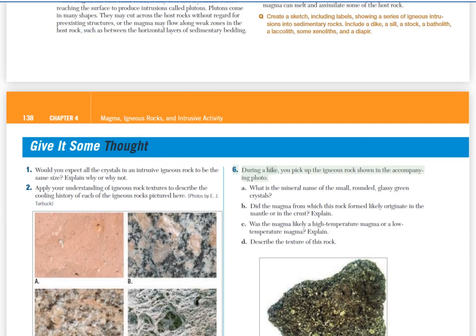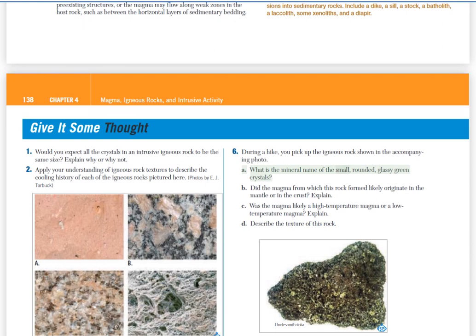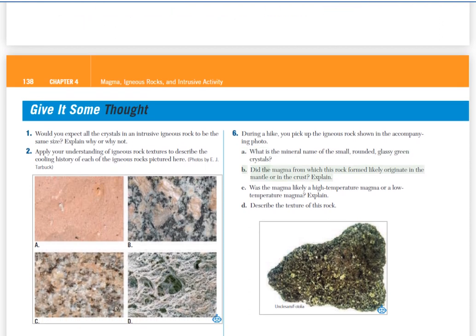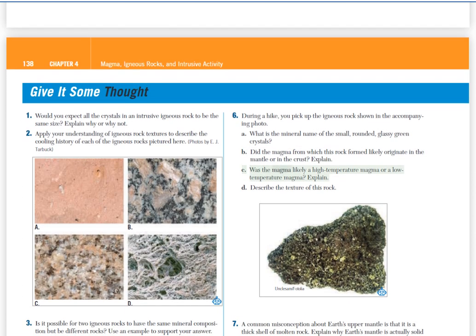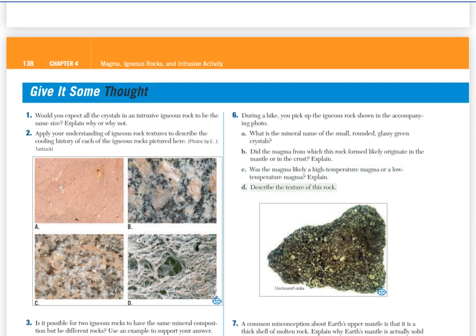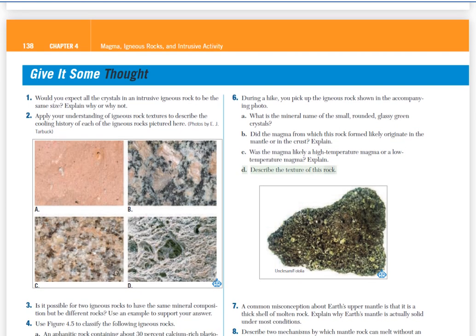6. During a hike, you pick up the igneous rock shown in the accompanying photo. A. What is the mineral name of the small, rounded, glassy green crystals? B. Did the magma from which this rock formed likely originate in the mantle or in the crust? Explain. C. Was the magma likely a high-temperature magma or a low-temperature magma? Explain. D. Describe the texture of this rock.